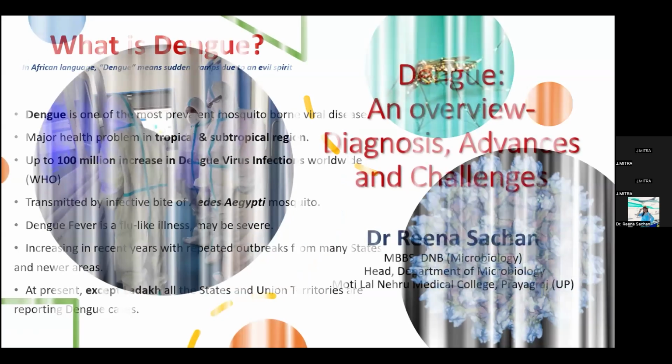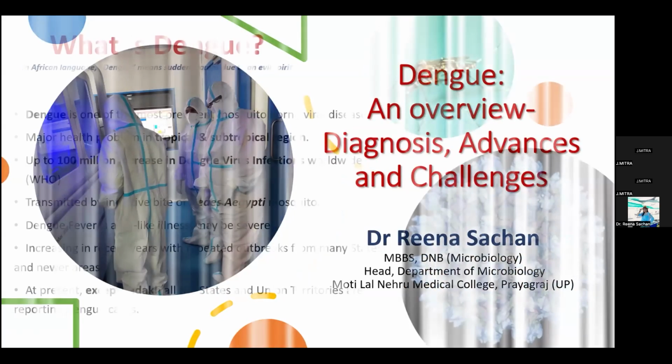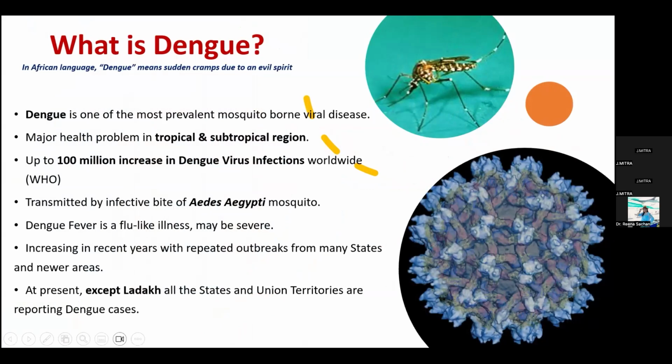So sorry for the interruption. Moving on to the topic, first of all, we need to know what is dengue. In African language, dengue means sudden cramps due to an evil spirit. And this is very true because it has also been called breakbone fever. This is one of the most important prevalent mosquito-borne viral diseases, and it is a basic health problem in tropical and subtropical regions. As already told, 1/3 of the Indian population is also involved in this disease.